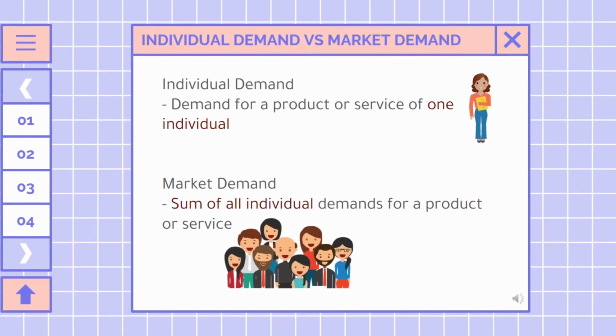Next, individual demand versus market demand. Individual demand means demand for a product or service of one individual, while market demand is the sum of all individual demands for a product or service.